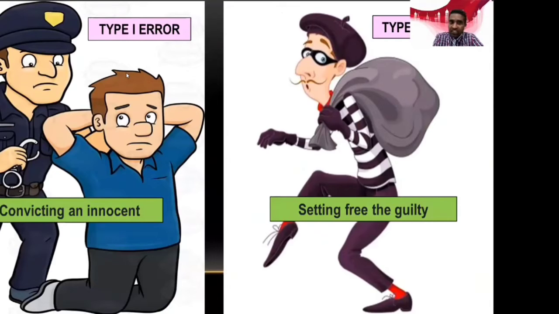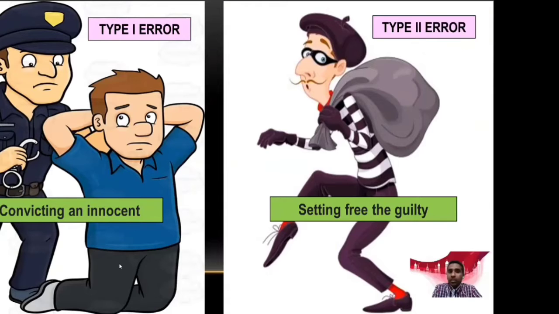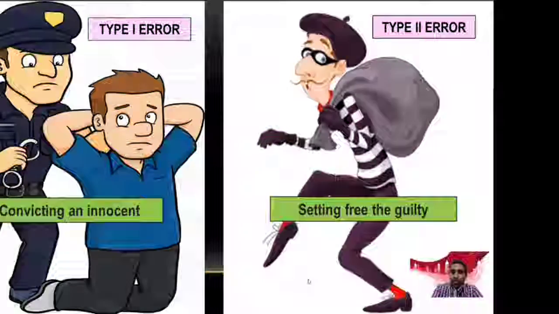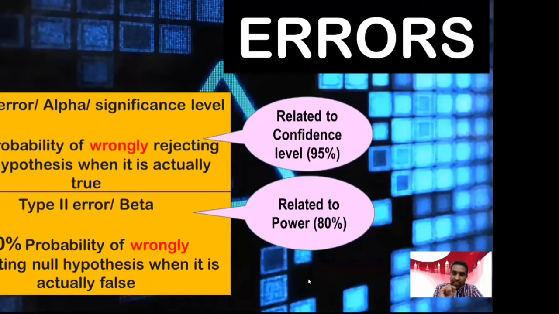Type 1 error is something like convicting an innocent. An innocent who did not do any crime has been arrested by the police. Consider this scenario. This guy is a thief and the court decided that he is not the convict and set him free. So which is considered as a serious error here? Obviously, convicting an innocent is a serious error compared to setting free the guilty. So that's why we wanted to keep the type 1 error at 5% and type 2 error at 20%.